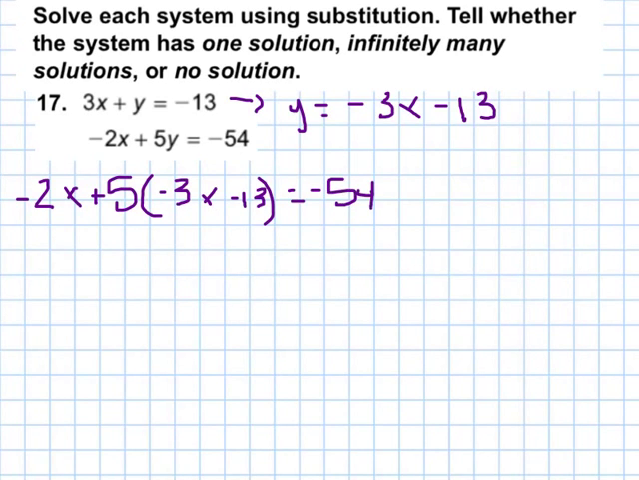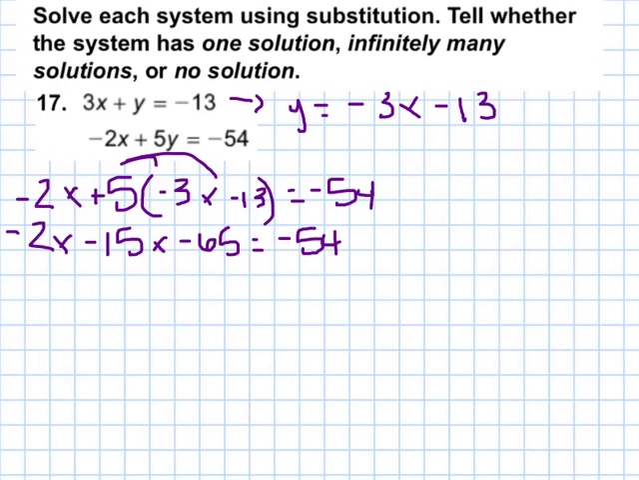Negative 54. So we're going to distribute this 5 across. Negative 2x, 5 times negative 3 is going to be negative 15x. 5 times negative 13 is going to be negative 65 equals negative 54. Now continuing on, we're going to combine our like terms. Negative 2x minus 15x is negative 17x minus 65 equals negative 54.